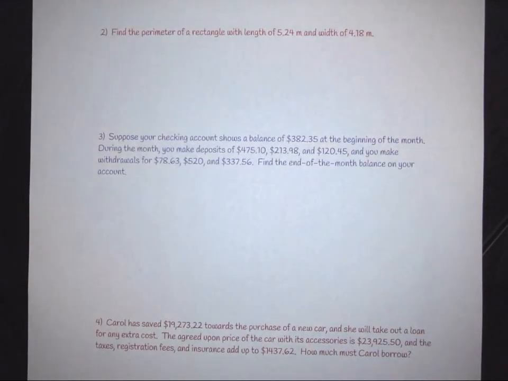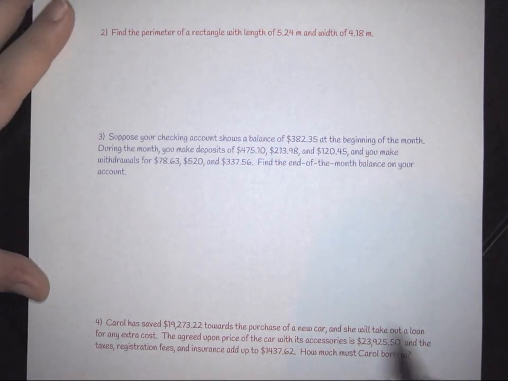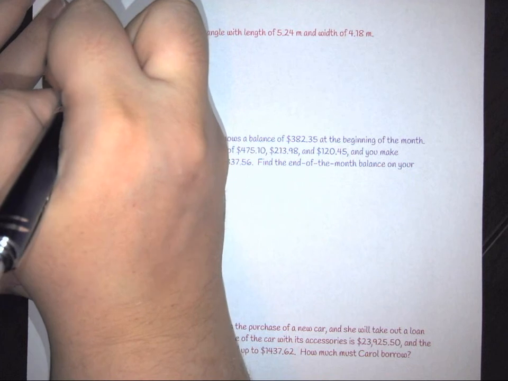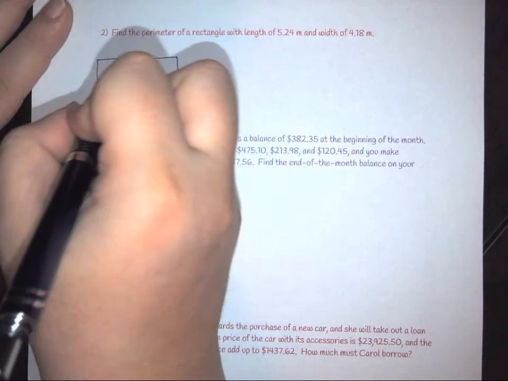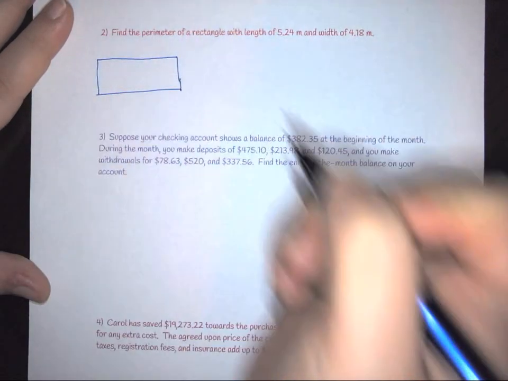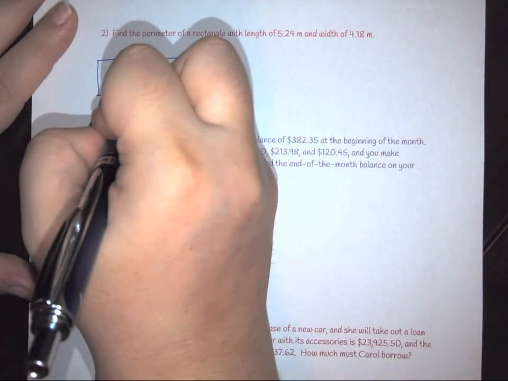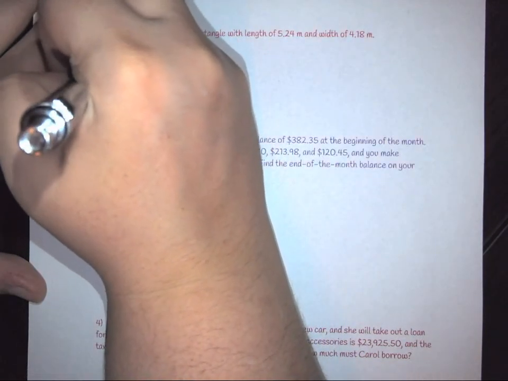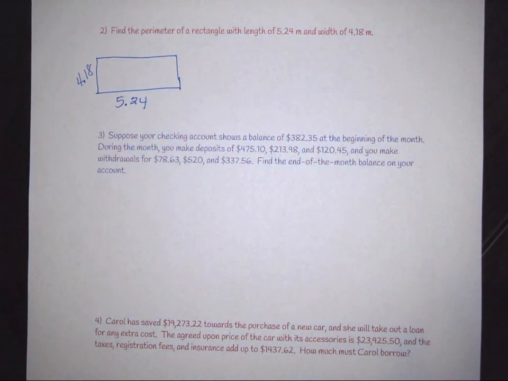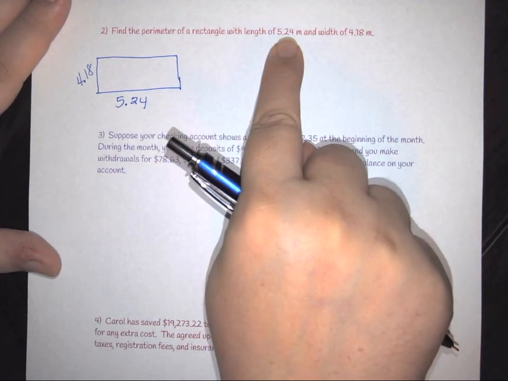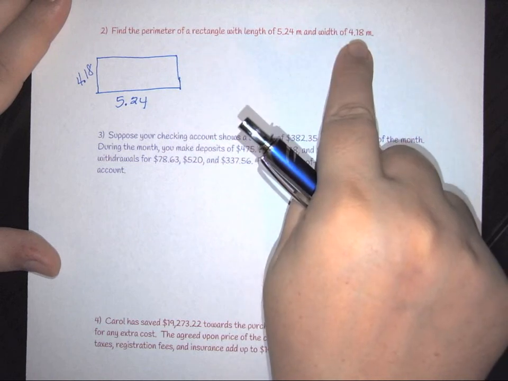Now we have find the perimeter of a rectangle with the length of 5.24 meters and a width of 4.18 meters. So the first thing that I would do is I would draw myself a picture so I can see what I'm doing. So I've got a rectangle and I'm told that the length is 5.24 meters and I'm told that the width is 4.18 meters. The first thing you want to double check is you want to make sure that both of these have the same unit, and they do.